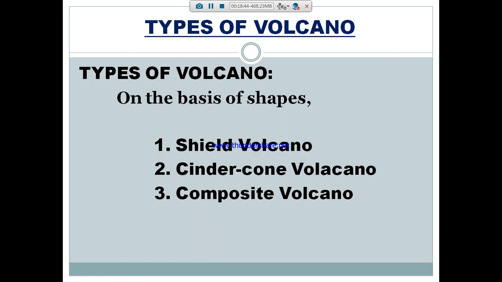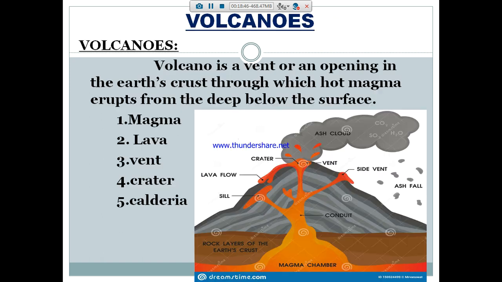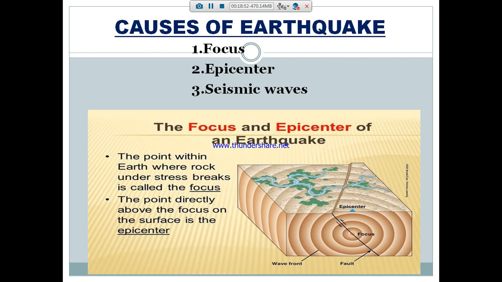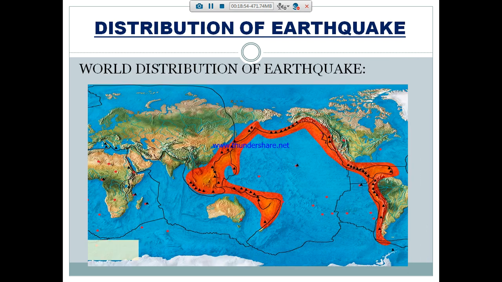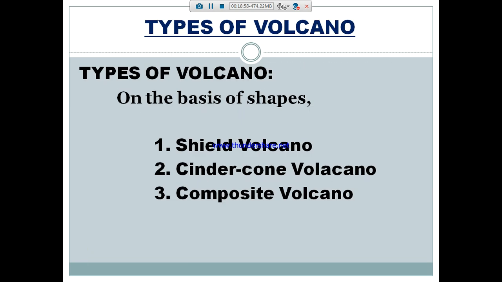Okay. So the types of volcano we can see. We had seen volcanoes and the distribution of the Pacific Ring of Fire today. So today we can finish the types of volcanoes also. So, types of volcano.